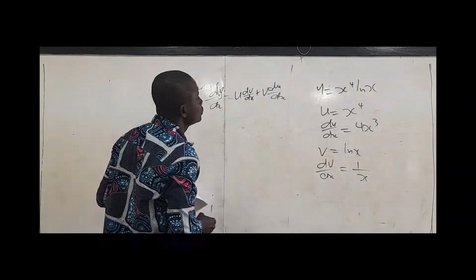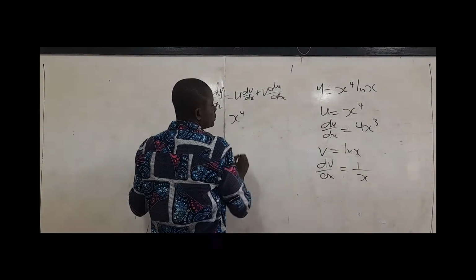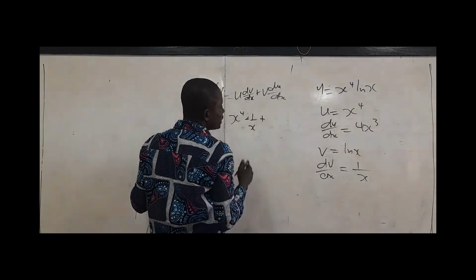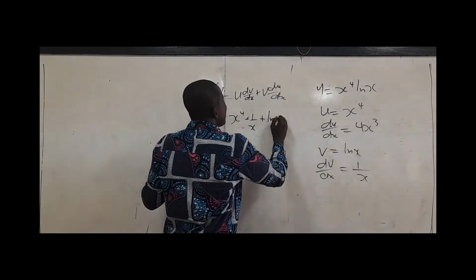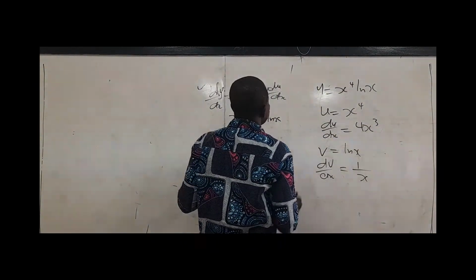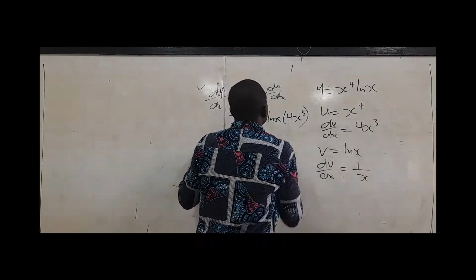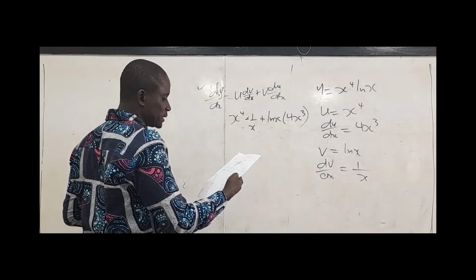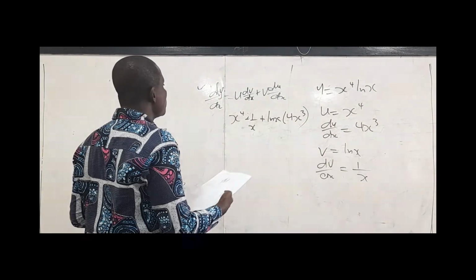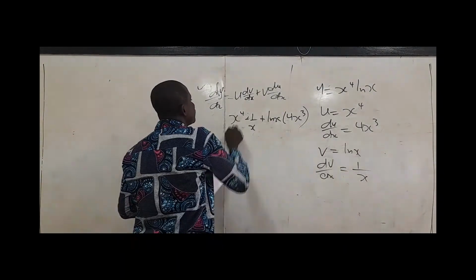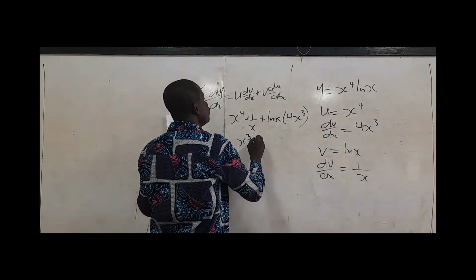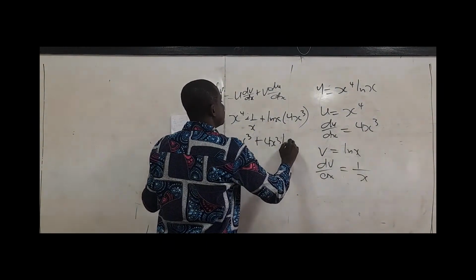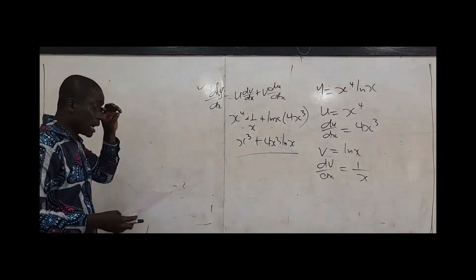So now, what is your u? u is x^4. Then dv/dx is 1 over x. Plus v, what is v? v is ln x. du/dx is 4x cubed. Alright? Is that not it? That is what it's supposed to be. So, in a nutshell, this one, x^4 times 1 over x will go into this. So we have x cubed plus 4x cubed ln x. This is the result.